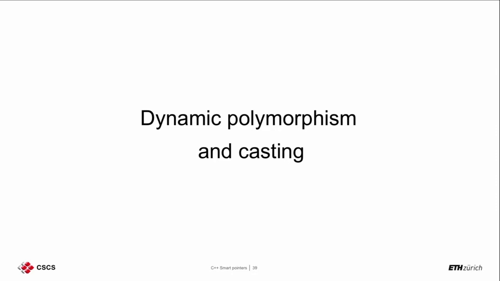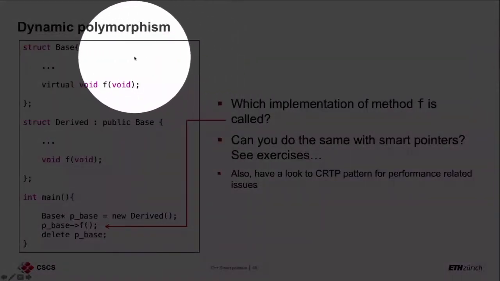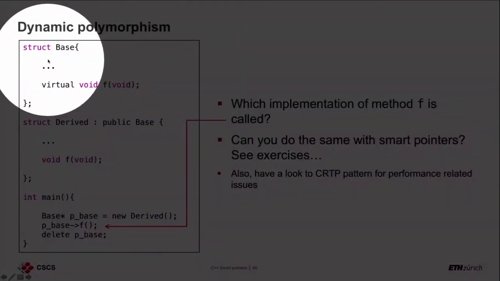As I said, the smart pointers give you the same interface as the raw pointer, and of course they also have the same features in terms of dynamic polymorphism and casting operations. So this is just a quick example about dynamic polymorphism. There is an exercise about this, so I don't give you the solution here, but it's quite easy. It's a very basic case.